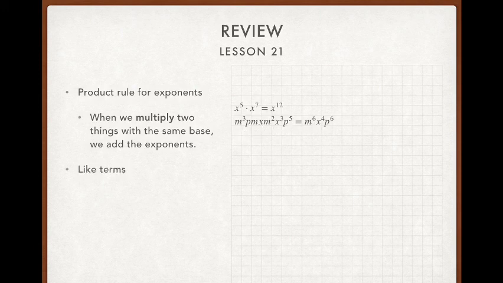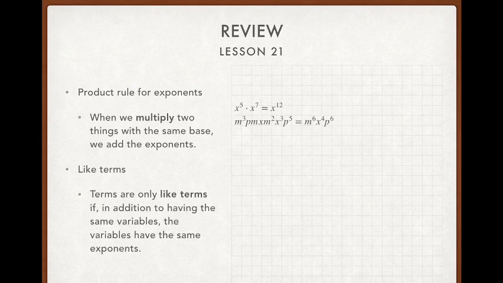When we have like terms, remember that in addition to having the same variables, like terms have to have the same exponents on the variables. So when simplifying this expression, 2x squared y cubed plus xy minus 8y cubed x squared minus 5yx, I always think it's helpful to rewrite these with the variables in the same order. And I like to use alphabetical order because it's easy to be consistent that way.